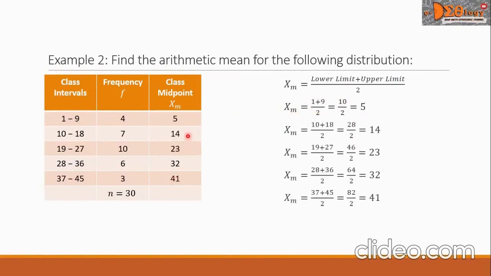So you see, this number 14 comes when we have this 10 plus 18, then divided by 2. This number 23 comes from 19 plus 27 divided by 2. This 32 comes from 28 plus 36 divided by 2. This 41 comes when we add 37 and 45, and the sum is divided by 2.